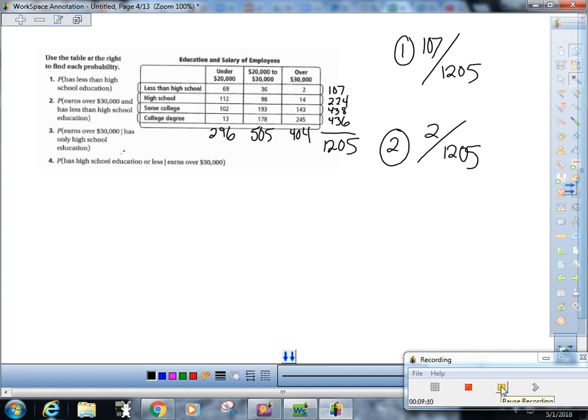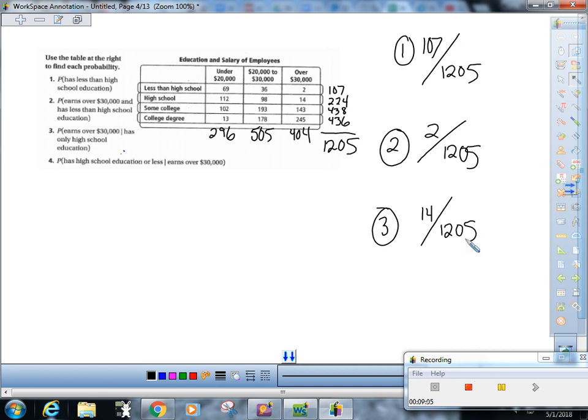Does that make sense? Okay. Number 3. What is the probability that he earns over $30,000 and has only a high school education? That's going to be 14 out of 1,205 people, and starting to do okay at these.